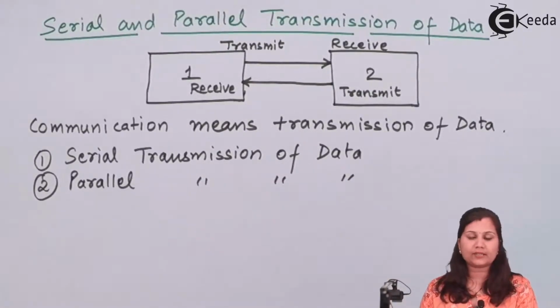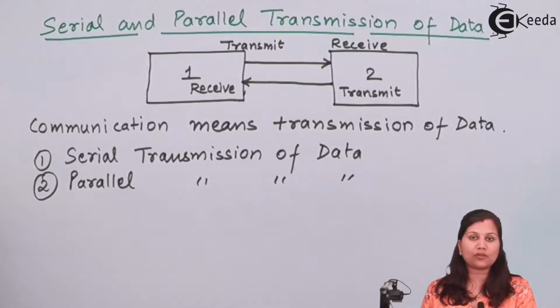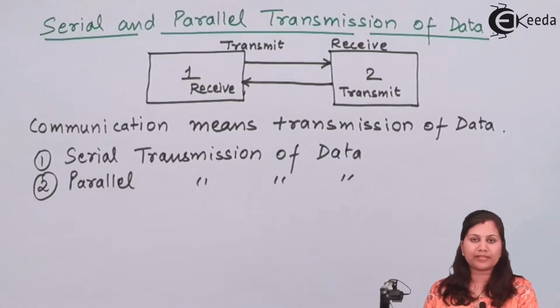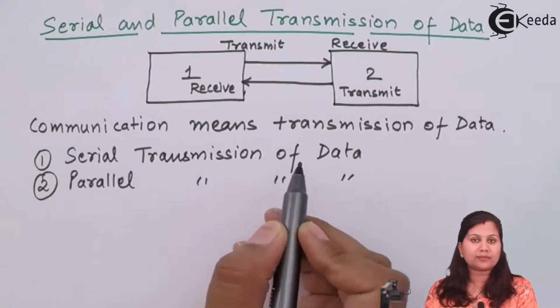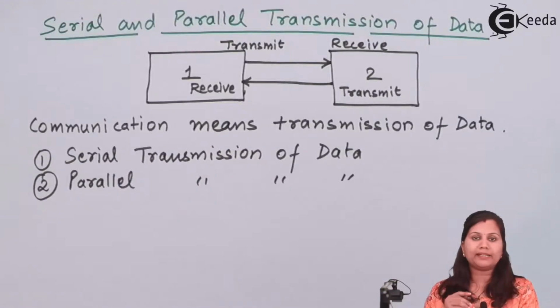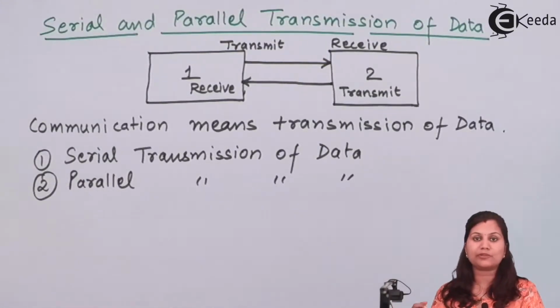Now, here we are taking component 1 and component 2. If we take the case of computers and microprocessors, which deal with data in the form of bits, then when data is transmitted, it means the bits of that data are transmitted. In serial transmission of data, only one bit is transmitted at a time. In parallel transmission, all the bits are simultaneously transmitted. So that is the difference between serial and parallel transmission of data.